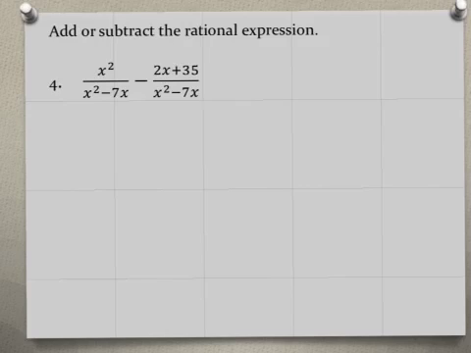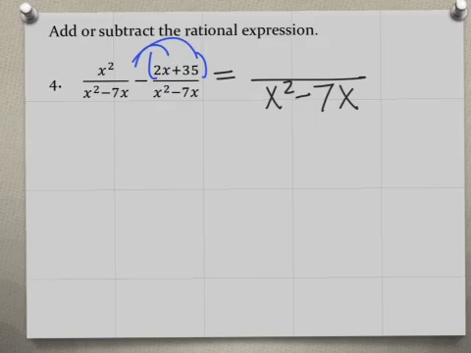To add or subtract the rational expressions, we need to make sure that we have the same denominator in both expressions. So as you can see here, both expressions have an x squared minus 7x. So we're going to keep that same denominator, and then we're going to combine the top. So we're going to subtract 2x plus 35. You want to make sure you distribute that negative.